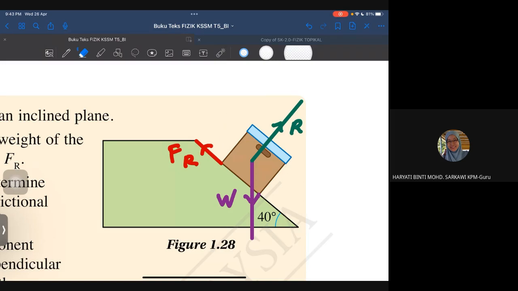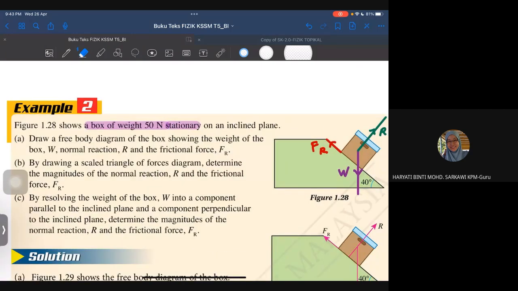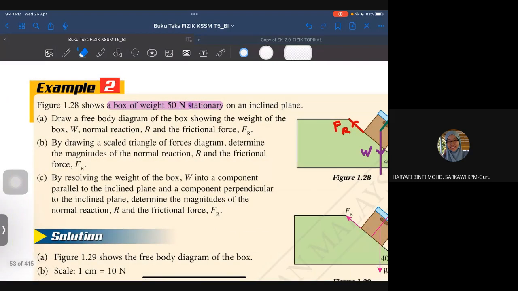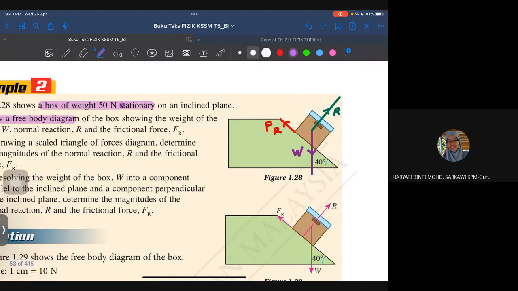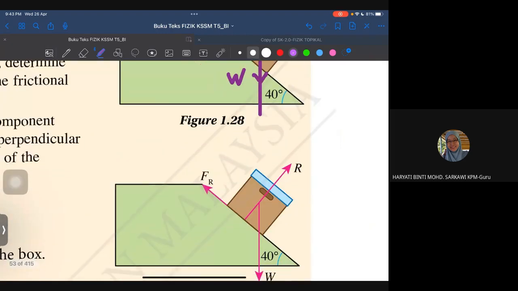Now, you need to draw the triangle of forces. See? Oh, the first one is asking you to draw a free body diagram. This is the free body diagram. Like this. Already drawn for you. Like that.